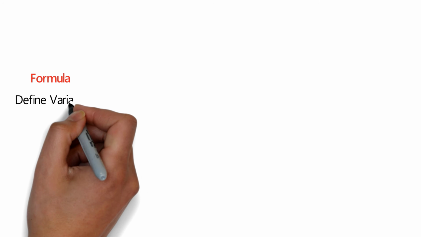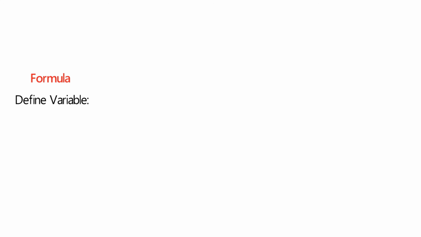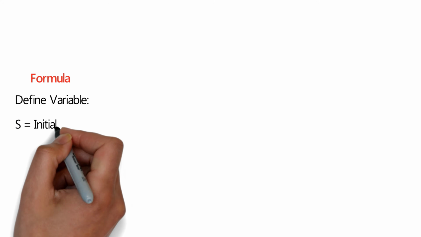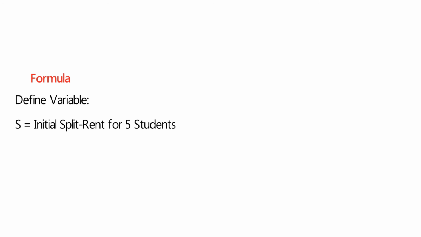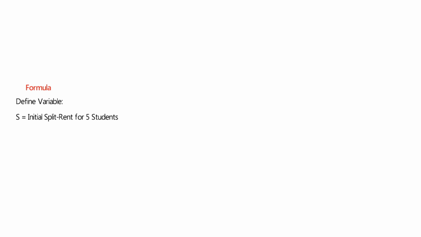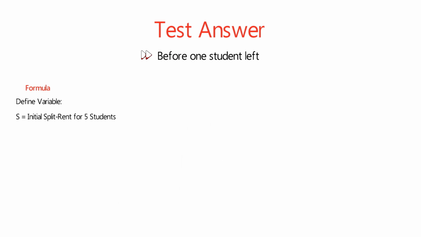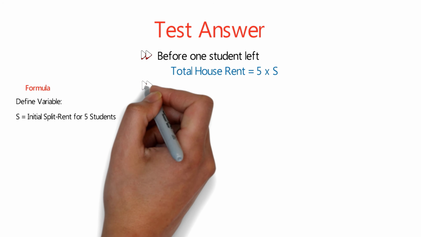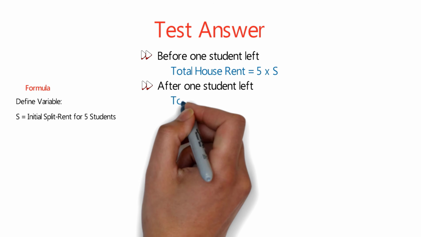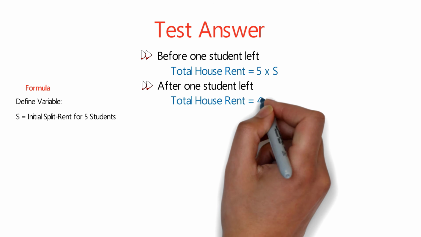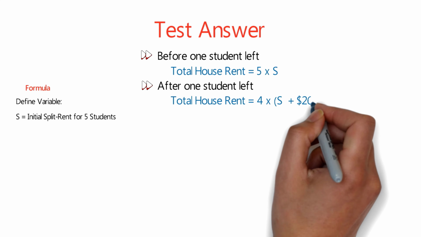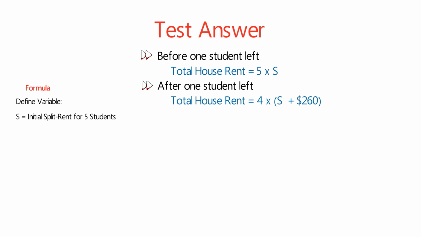One of the easiest ways to solve this challenge is to create a formula. Let's start by defining a variable, S, which would represent an initial split rent for 5 students. So, using this formula, we can calculate the total house rent as 5 multiplied by S, which means that after 1 student left, the total house rent could also be calculated as 4 multiplied by the value in parentheses S plus $260.